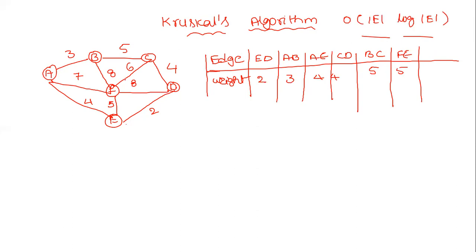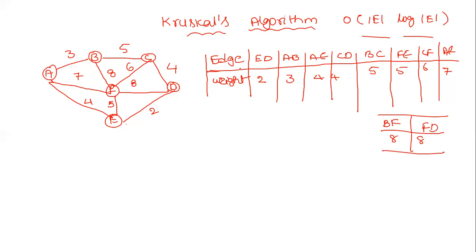After 5, there is a 6: CF, which has 6, and AF, which has 7, and after that BF and FD. These are the edges arranged in increasing order of weight. Then we will add the edges one by one according to their weight.